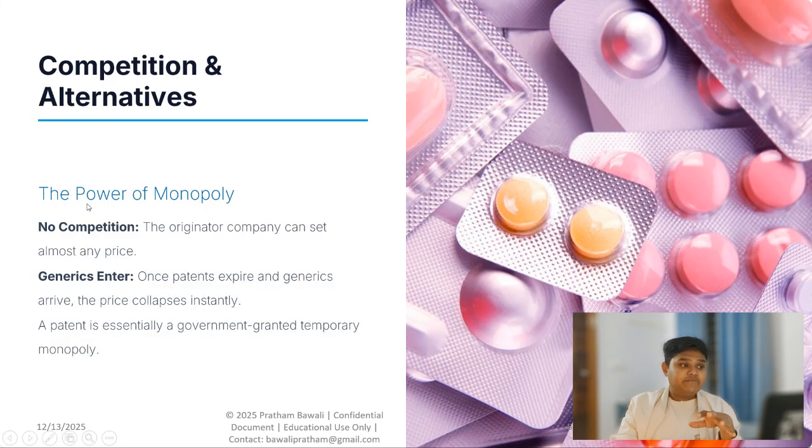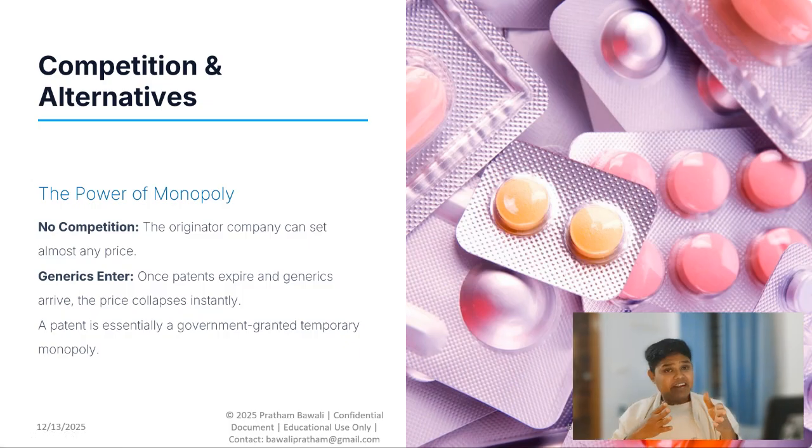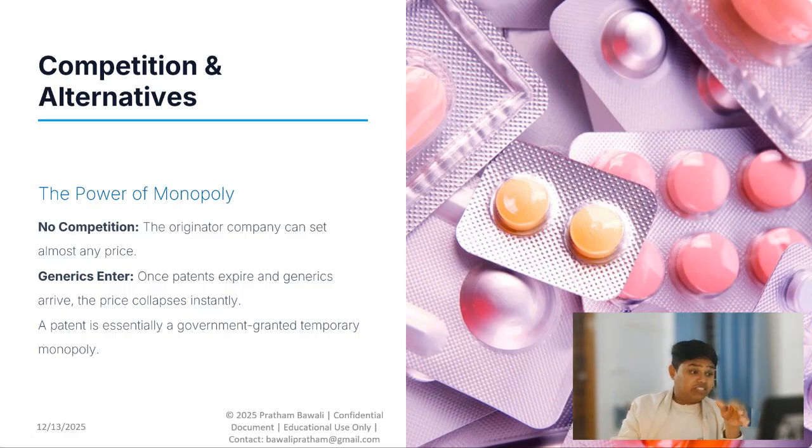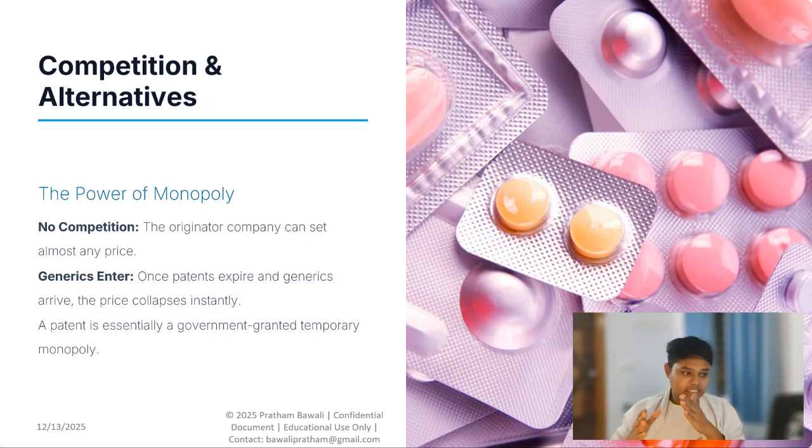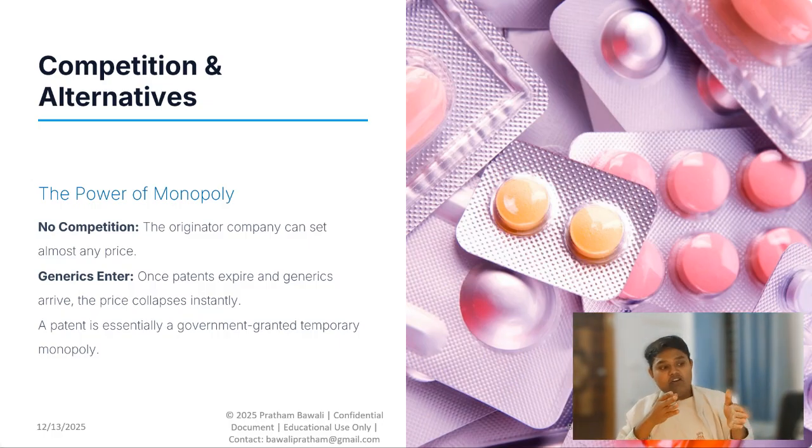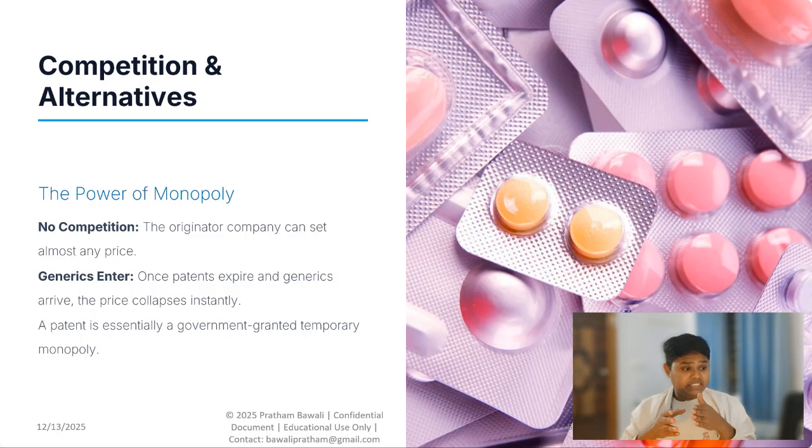Competition and alternatives. The power of monopoly. With no competition, the originator company can set almost any price. And if a generic enters, once the patent expires and the generic arrives, the price collapses instantly. A patent is essentially a government granted temporary monopoly that we should know.